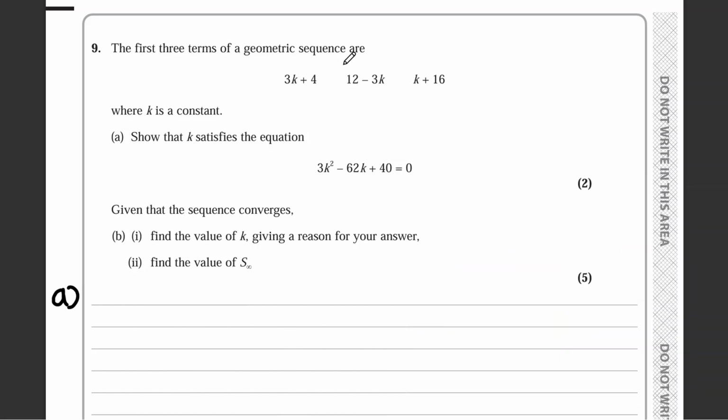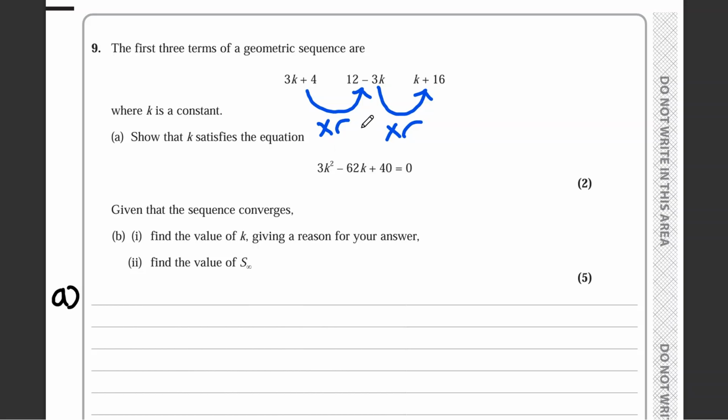So if you remember how a geometric sequence works, we have a common ratio which we call r, and that's how we get from each term. So starting with the 3k plus 4, to get to this term here, we multiply by a common ratio which we call r, and then to get from this term to this term we also multiply it by r, and so forth. So how do we get to this equation here?